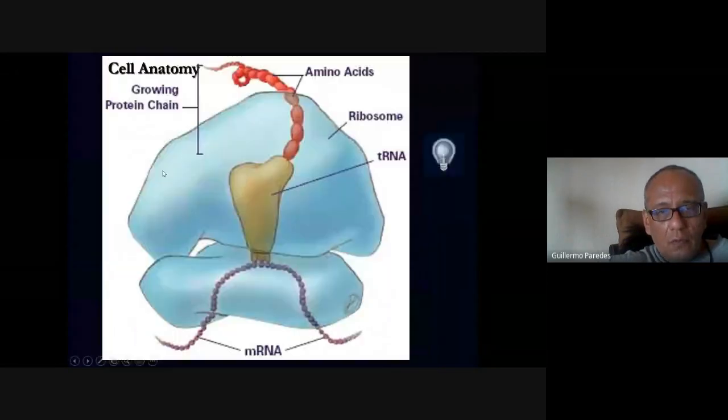Here we have this. What you see here is the ribosome. Where is this ribosome? These dots.